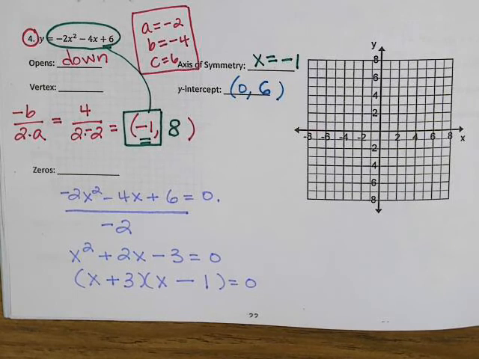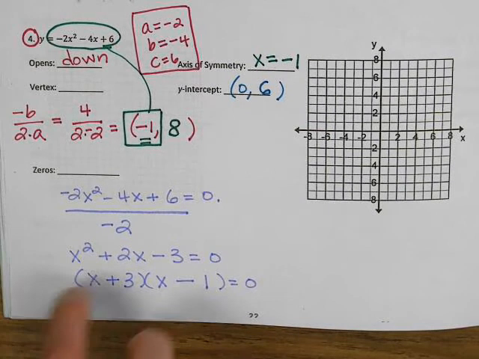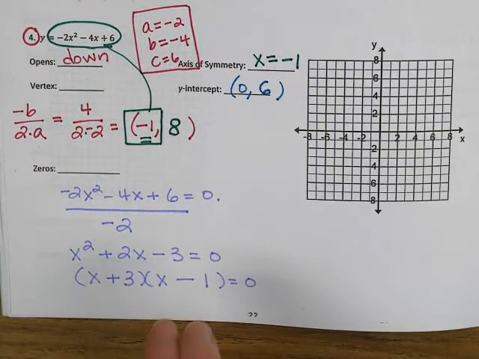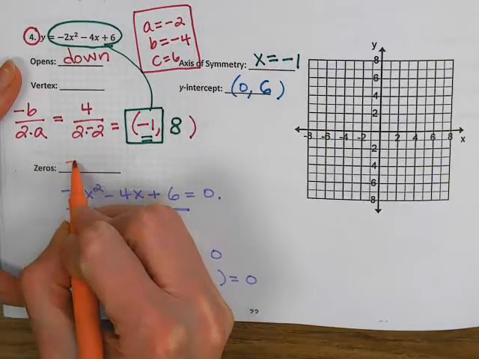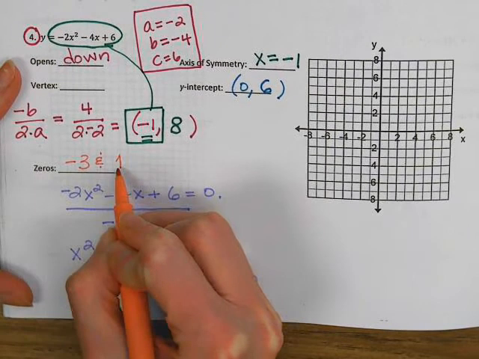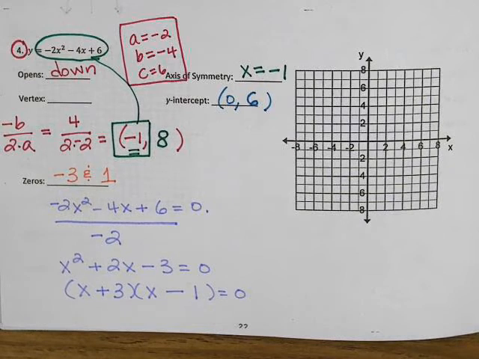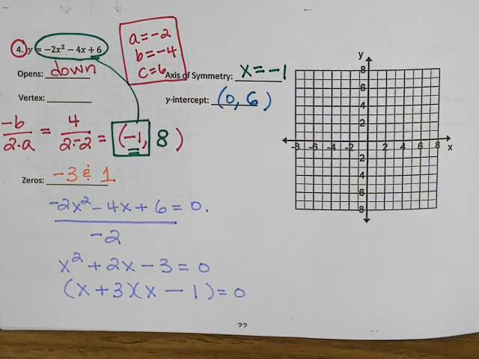Okay, so we factored it, but then what are the actual zeros? The zeros are actually the opposites, -3 and +1. -3 and +1. All right, get all that stuff on the graph, and we should have a nice little U.